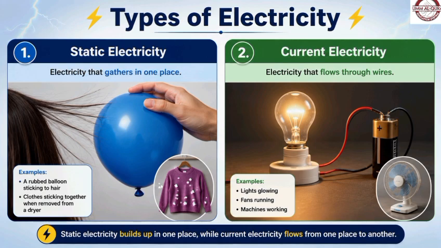Next is current electricity. It flows through a wire. We cannot see it, but we can see its effect. It gives us light and heat. Current electricity powers many things in our daily life, and their examples are lights glowing, fans running, and machines working. Static electricity builds up in one place, while current electricity flows from one place to another.